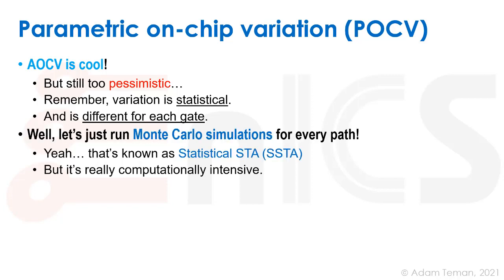The real way to figure out what type of pessimism we should put on here is by running Monte Carlo simulations on every path. We should take our paths, simulate them in SPICE, run Monte Carlo simulations for how the different gates could come out, and then figure out what our 3 sigma or whatever distribution should be for a worst case. That's known as statistical STA, or SSTA, and it's a concept that's well known and has been researched quite often, but it's really computationally intensive and it's not used very often. We need something easier and faster.